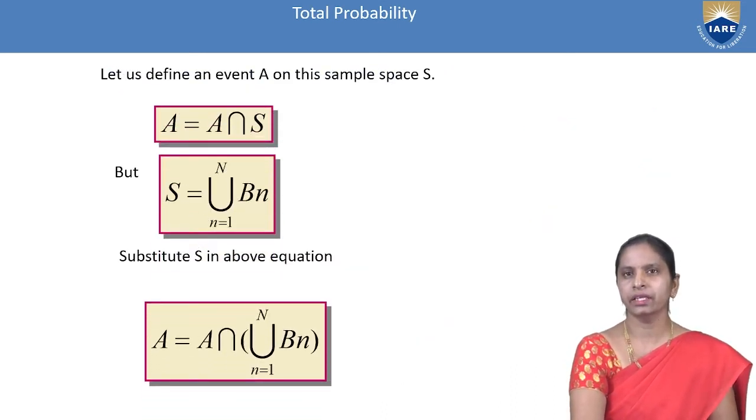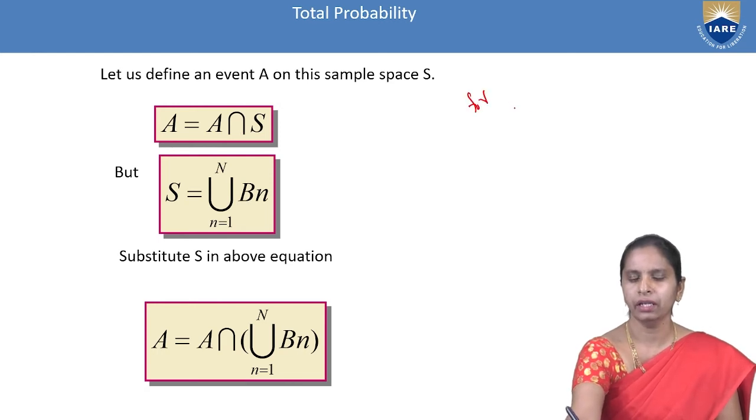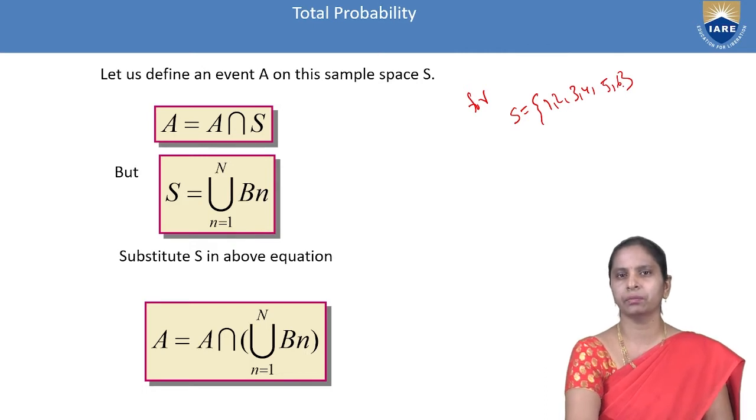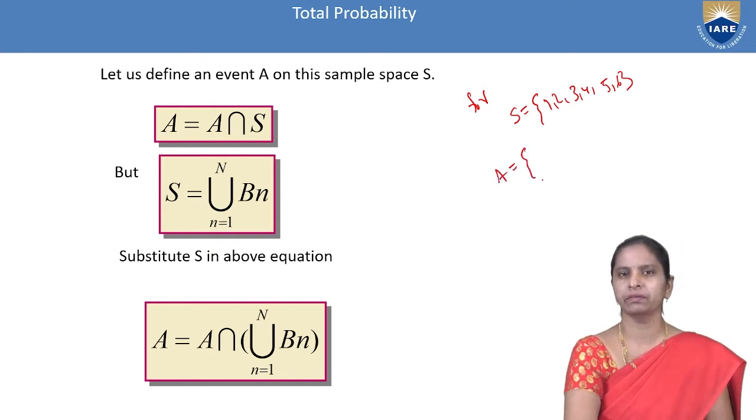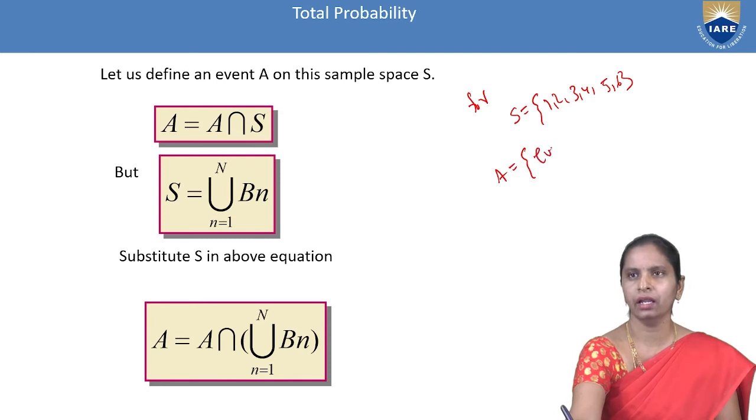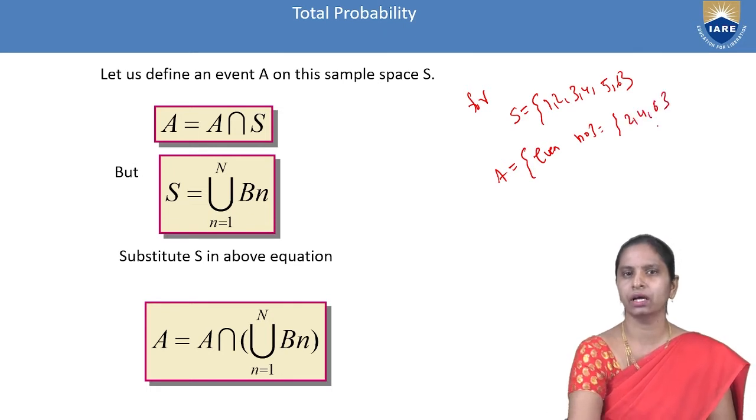Now, how can you write the event A? In terms of A intersection S. For example, my experiment is tossing a die. When I toss a die, the sample space for this is 1, 2, 3, 4, 5, 6. Now, I am defining one event A, as getting an even number. So, what are the even numbers out of this sample space? 2, 4, 6. So, this is the event.